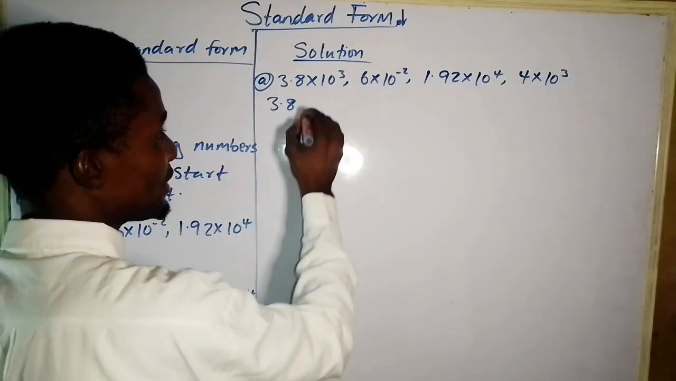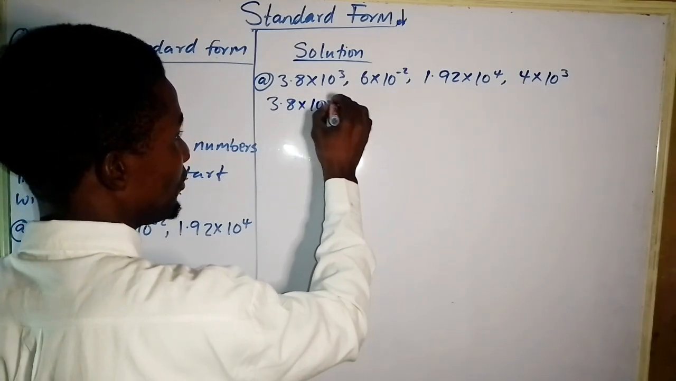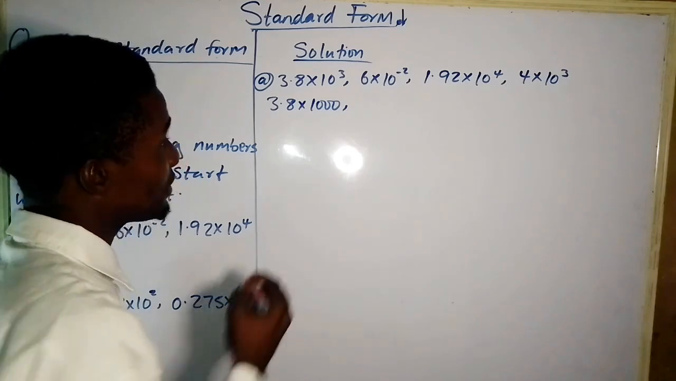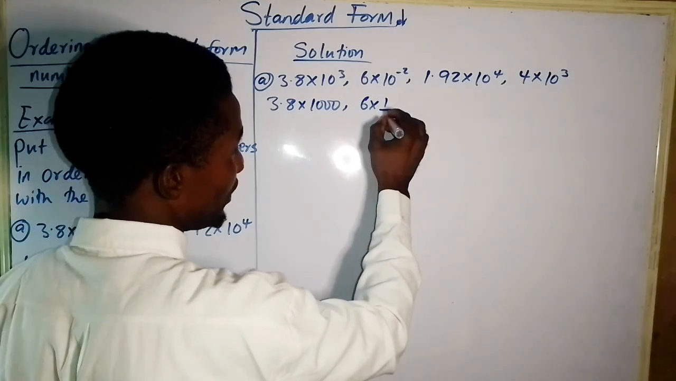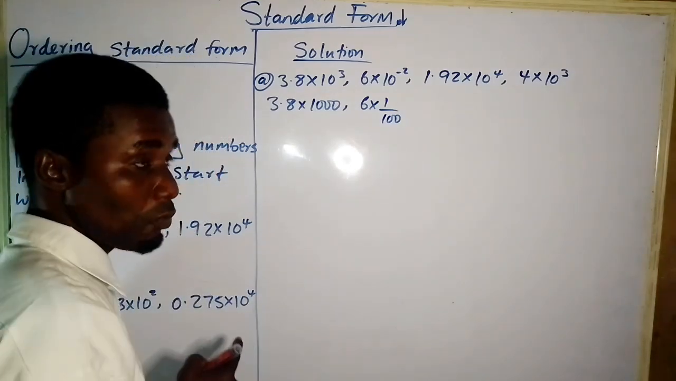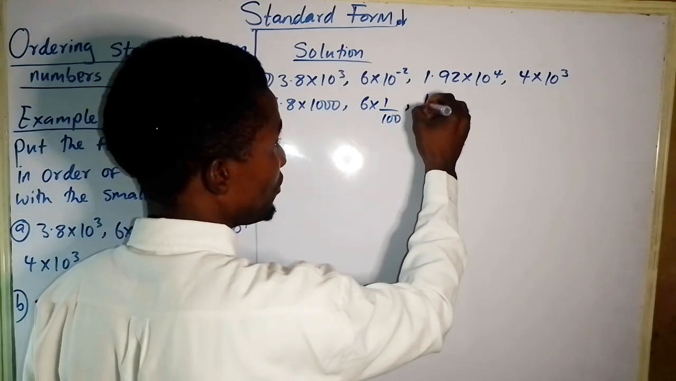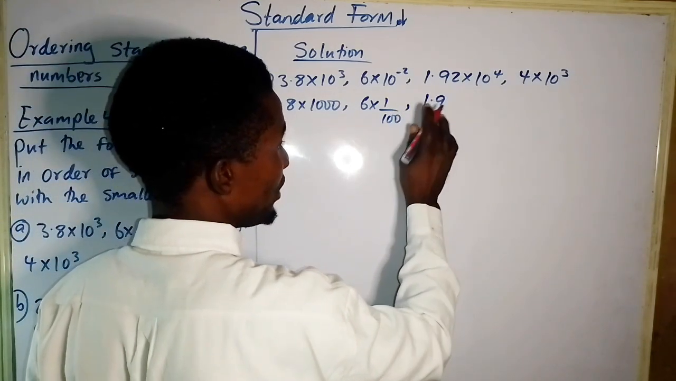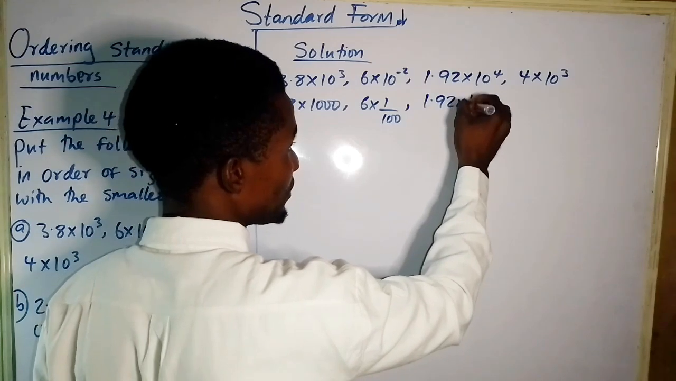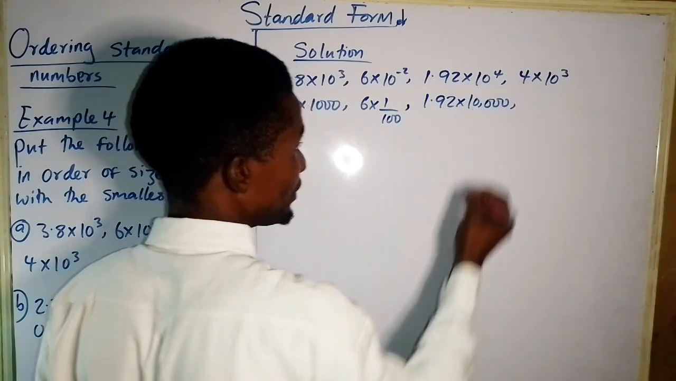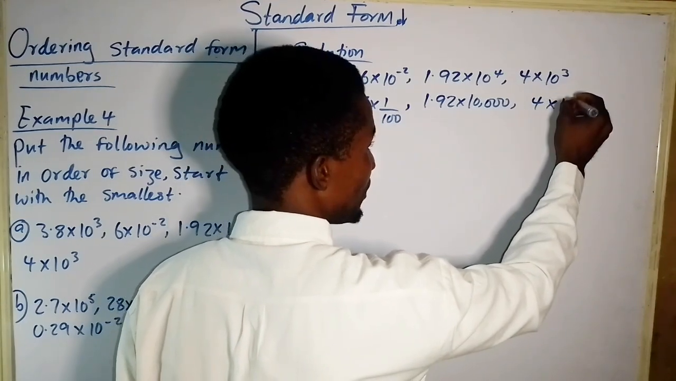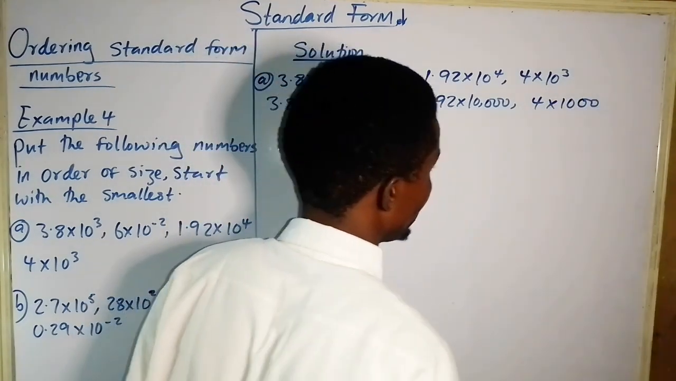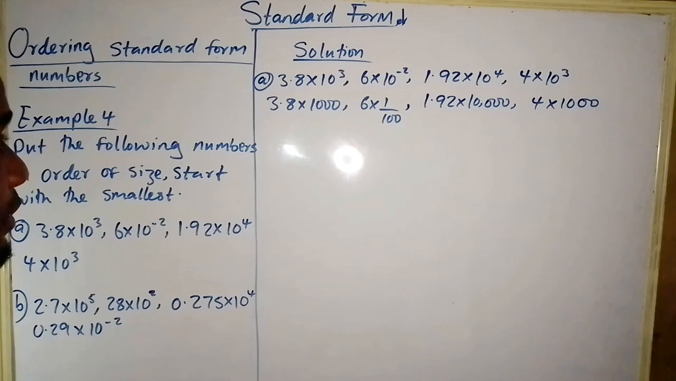We have 3.8 times 1000. That's what it means. Next one is 6 times 1 over 100. That's what this also means. We have 1.92 times 10,000. That is what this also means. And 4 times 1000. That's what that other number also means.